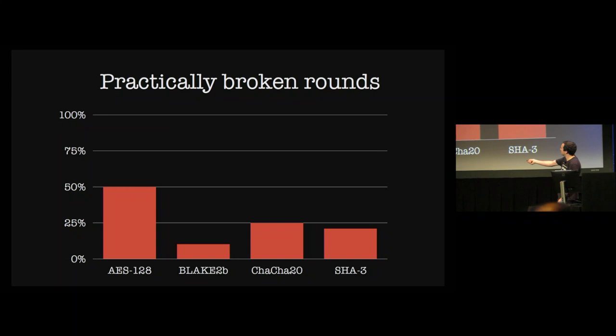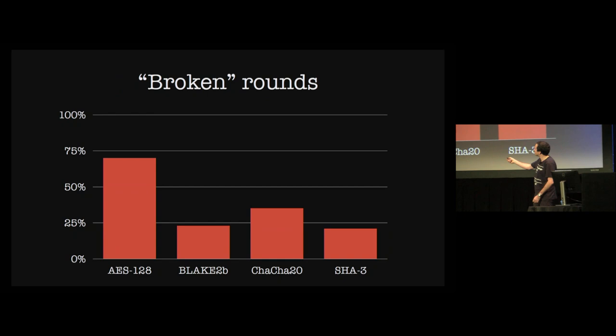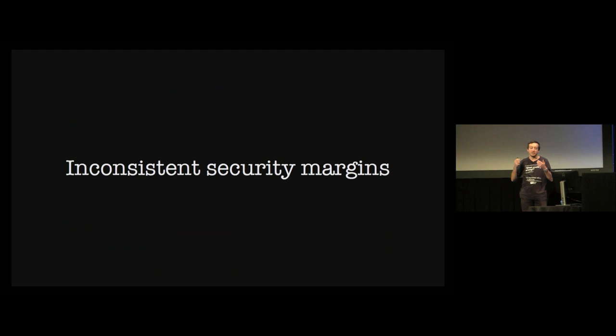Chacha, it's even lower. And SHA-3 is here. But you see the bars are not at the same level. There's a big difference. So the upshot here is that the security margins are not consistent across primitives, which is quite obvious, but it's not how it ought to be. So we have to ask ourselves, why is it like this, and can we do something about it?